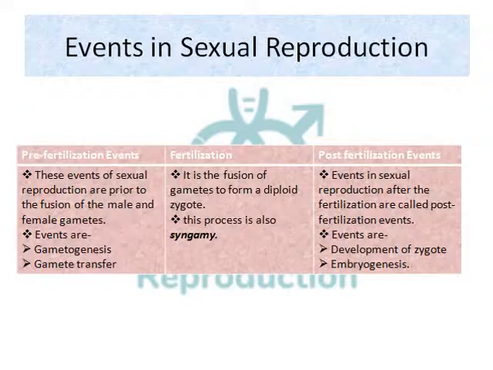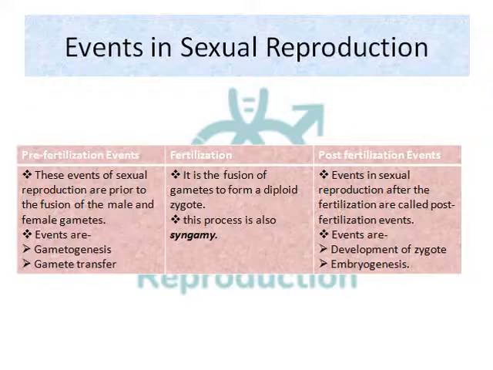Now, before fertilization, there are two main steps that need to take place. Number one is gametogenesis, that is the production of gametes, and second is gamete transfer. That means once the gametes are formed, they need to come closer to each other so that they can fertilize.